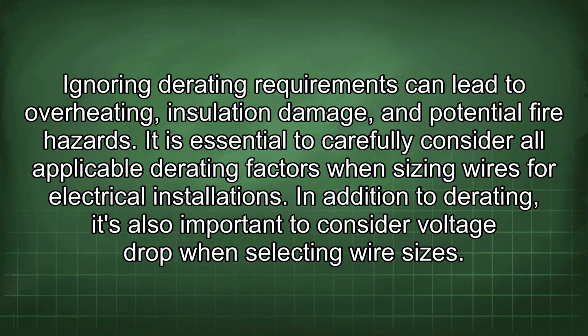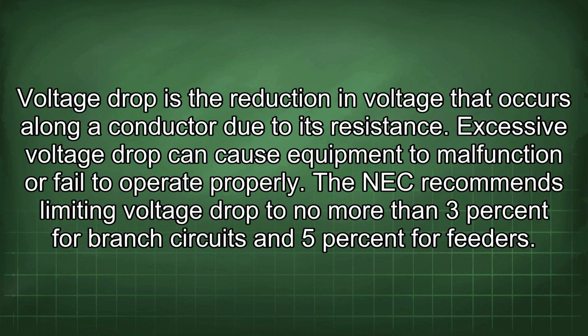In addition to derating, it's also important to consider voltage drop when selecting wire sizes. Voltage drop is the reduction in voltage that occurs along a conductor due to its resistance. Excessive voltage drop can cause equipment to malfunction or fail to operate properly. The NEC recommends limiting voltage drop to no more than 3% for branch circuits and 5% for feeders.